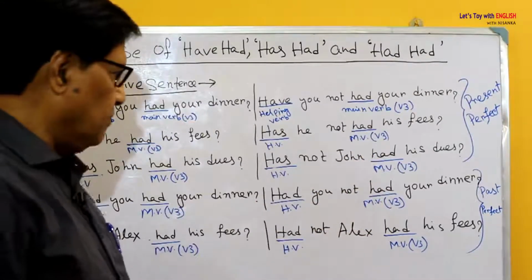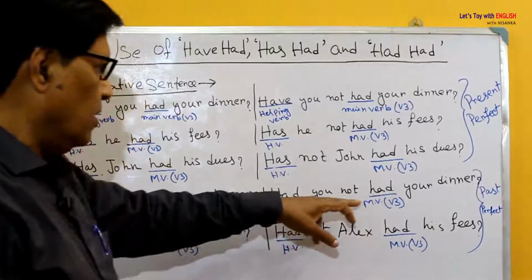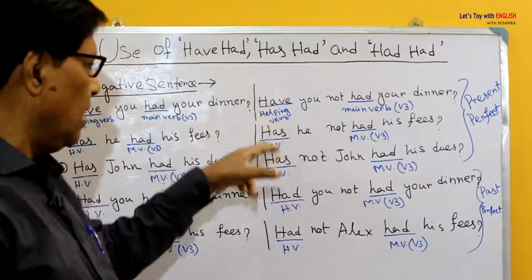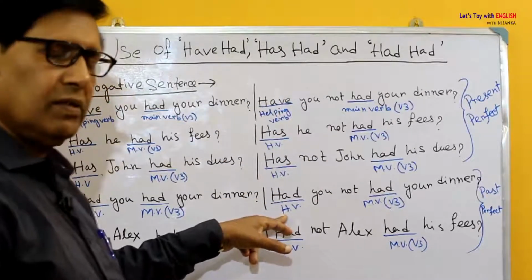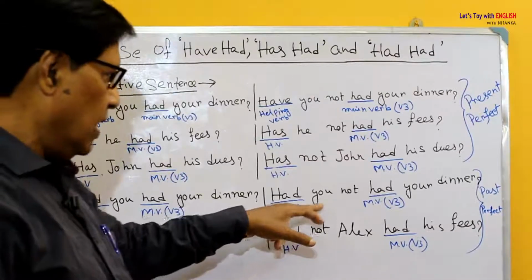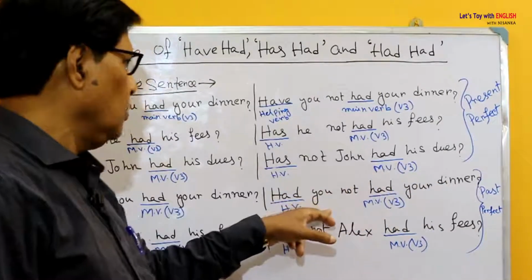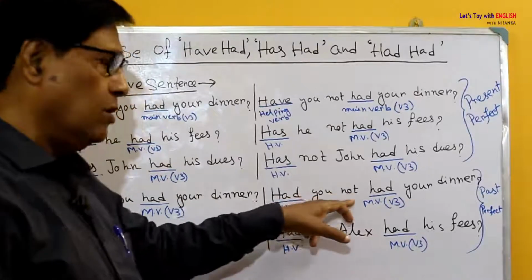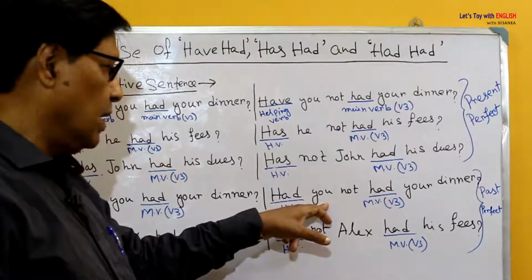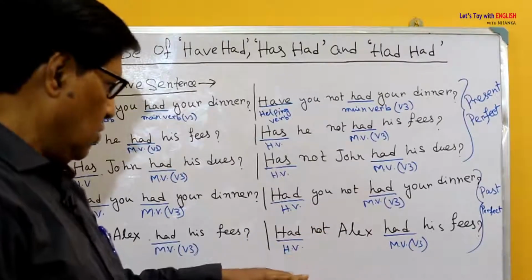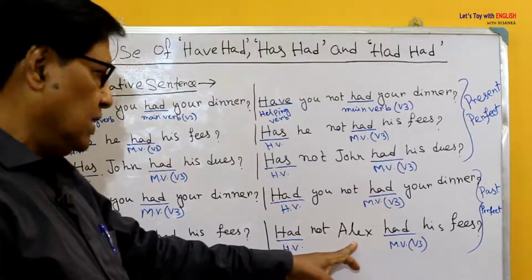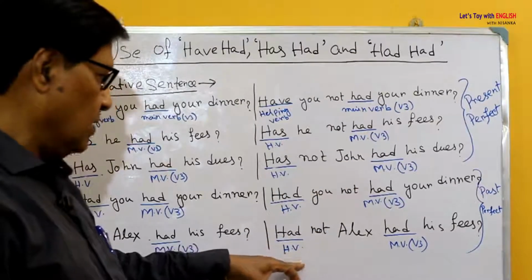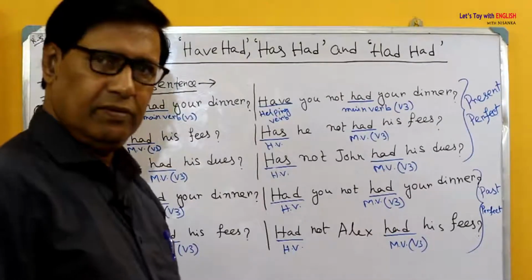Similarly, come to the past perfect tense. Had you not had your dinner? Simple thing. As it was in present tense, have and has were there. Since it is in past tense, the helping verb has become had. Had you not had your dinner? Like this. Between had and not, the subject has been placed. But when the subject is a noun, similarly, it has been used like this, but written like this. Had not Alex had his peace?